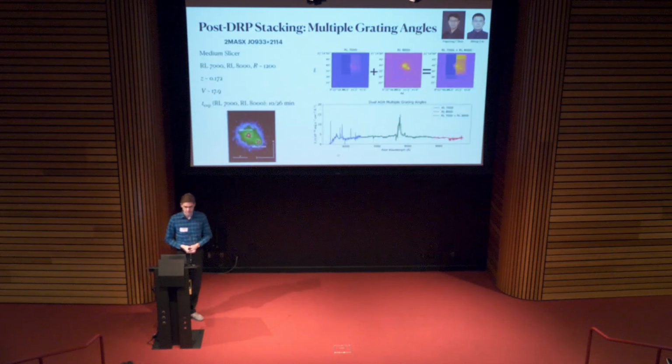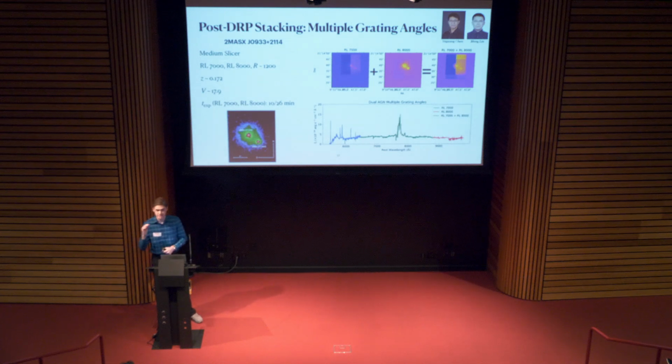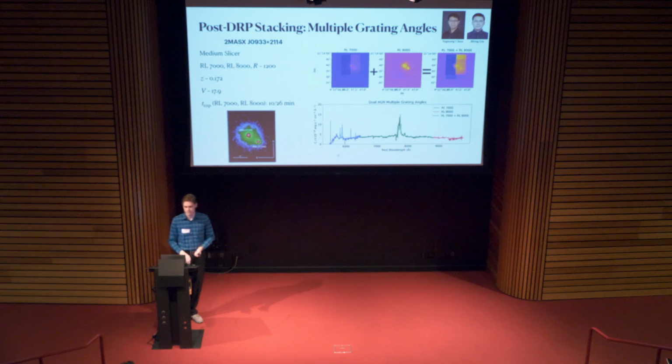We're also exploring the possibility of using multiple grating angles. So the red side, if you choose the low resolution grating, you only have about 350 nanometers of bandpass, but the astute observer will note that the red side is capable of going between 5,000 angstroms and 1.1 microns, so you have about 5,500 angstroms to work with.